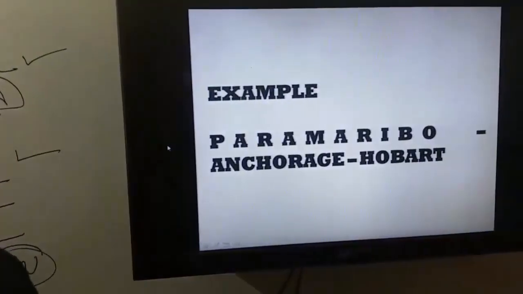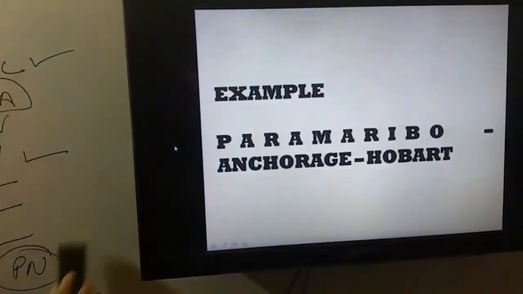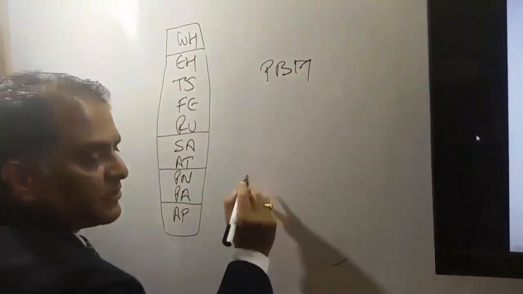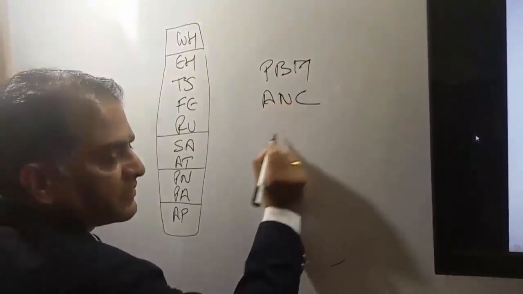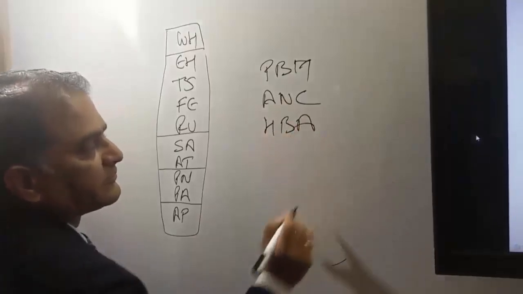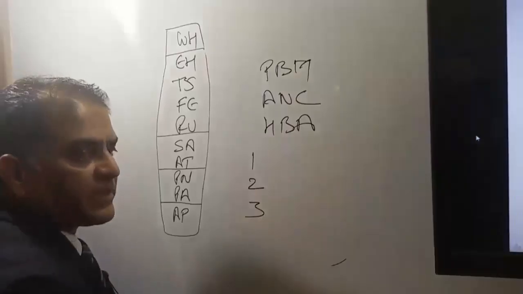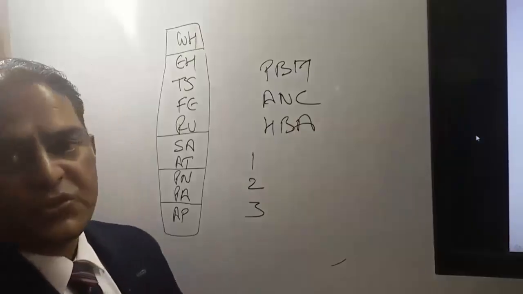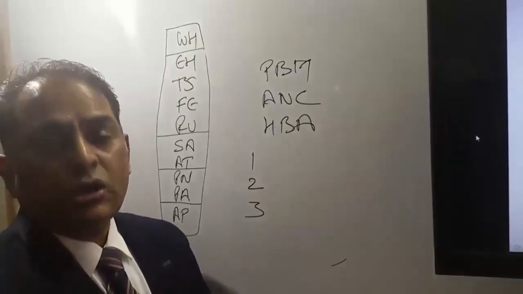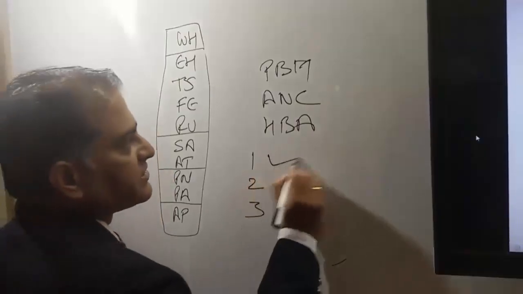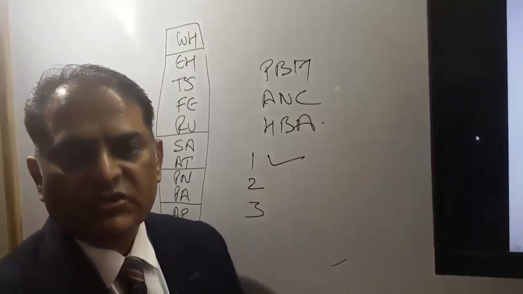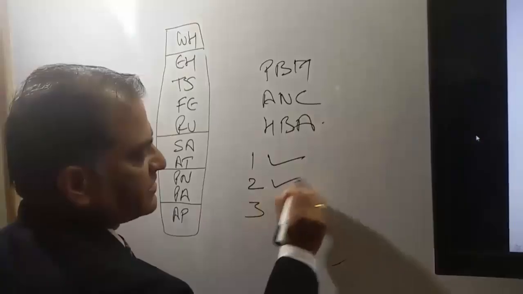Next is Paramaribo, Anchorage and Hobart. For PN, our itinerary has to satisfy three conditions. First, we will check the origin condition. Paramaribo is in Suriname. Suriname is in South America. That means it has satisfied the origin condition. Then we will go for the destination condition. Hobart is in Australia. Australia is in Southwest Pacific. That means it has satisfied the destination condition also.